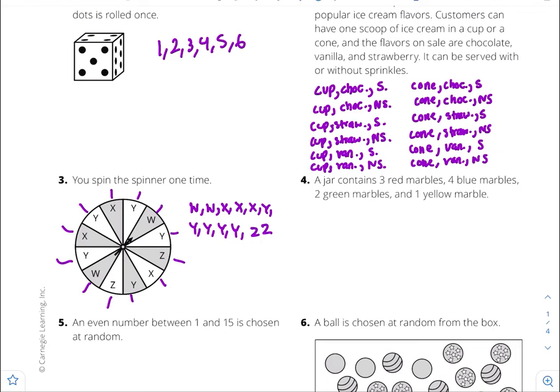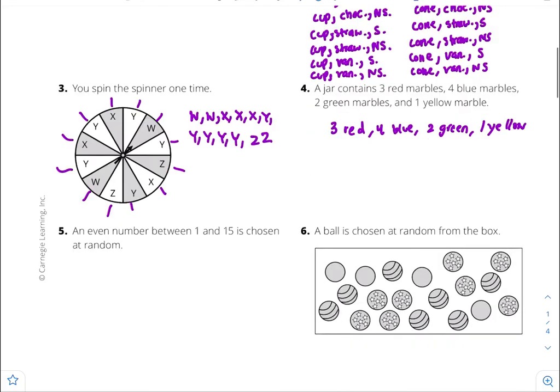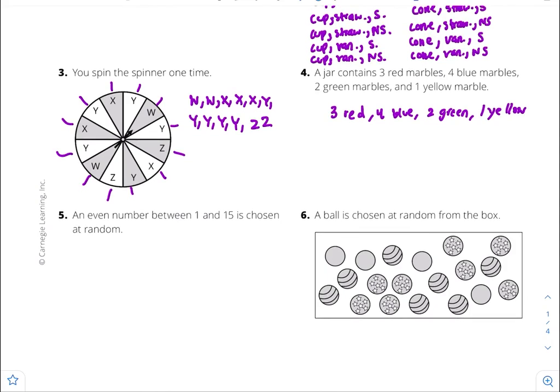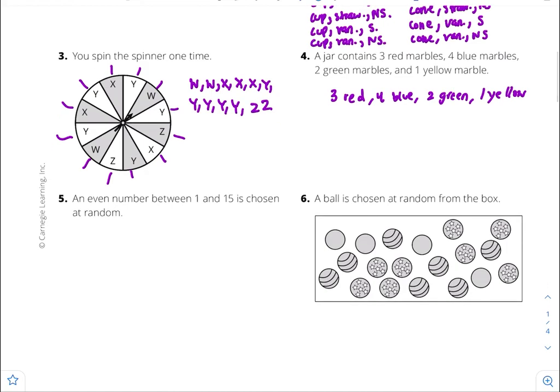Okay, for number 4, a jar contains 3 red marbles, 4 blue marbles, 2 green marbles, and 1 yellow marble. The sample space is all the outcomes, so it's going to be the 3 red, the 4 blue, the 2 green, and the 1 yellow marble. Number 5, an even number between 1 and 15 is chosen at random. So the sample space for this is 2, 4, 6, 8, 10, 12, and 14.